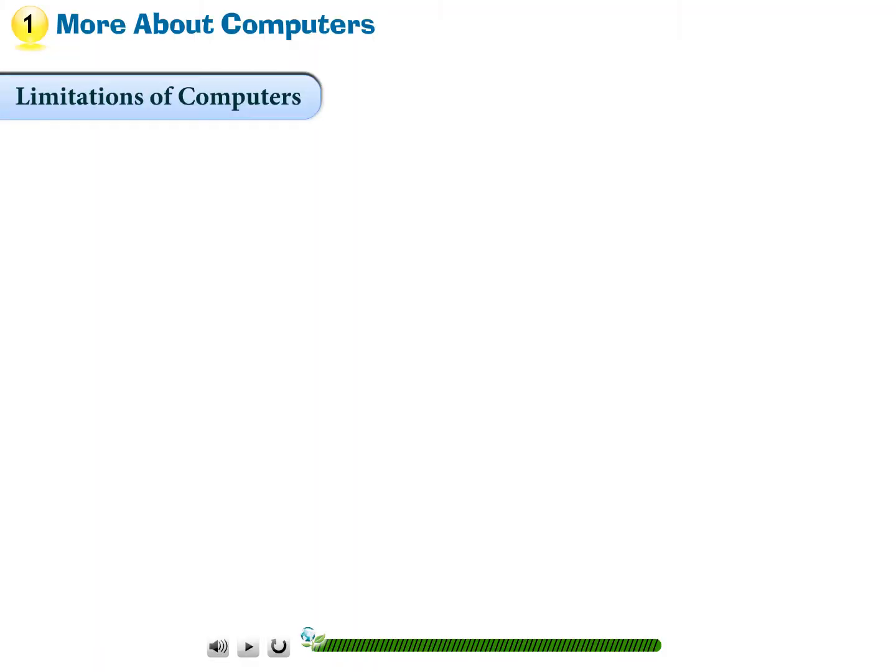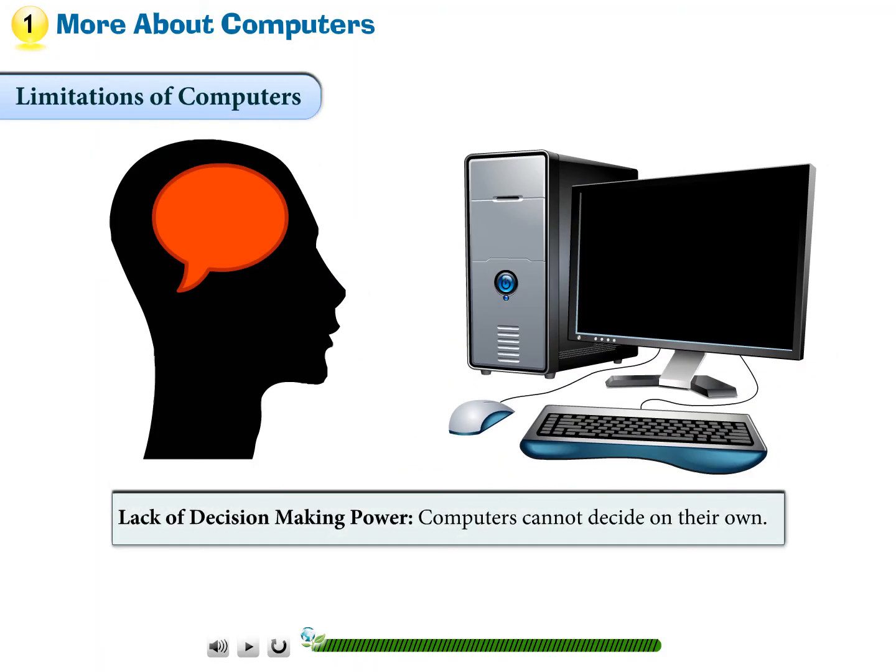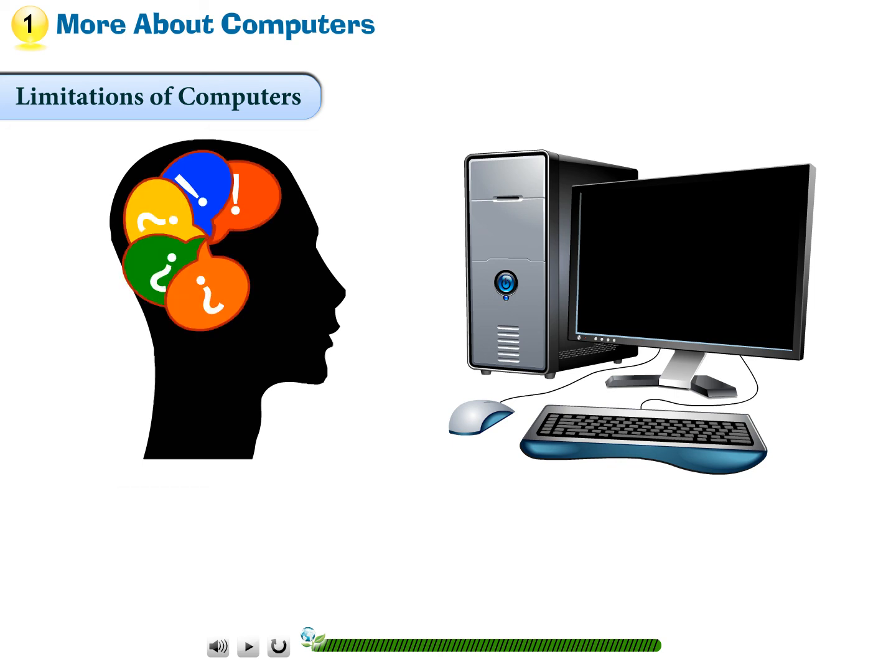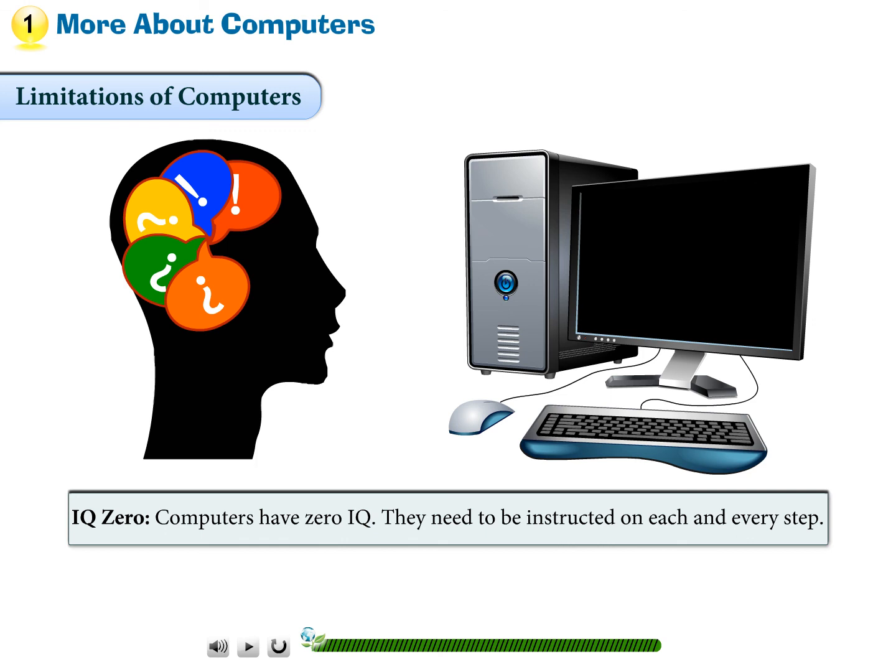Limitations of computers. Lack of decision-making power. Computers cannot decide on their own. IQ 0. Computers have zero IQ. They need to be instructed on each and every step.